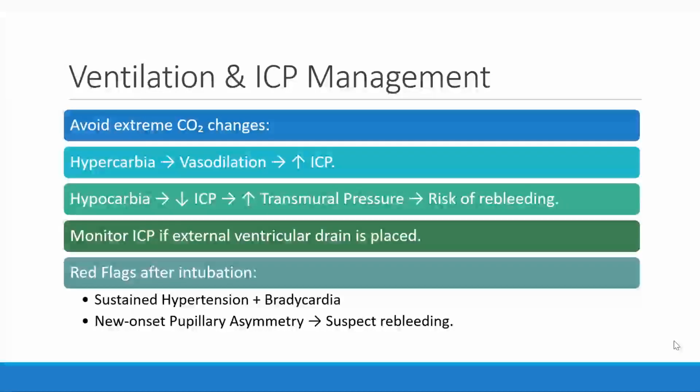In ventilation, we have to avoid extreme CO2 changes, as hypercarbia and hypocarbia can both be harmful for the patient. Hypercarbia causes vasodilation, which can increase the ICP, while hypocarbia decreases the ICP but increases the transmural pressure, which further increases the risk of rebleeding. Monitor ICP if an EVD is in place. Red flags after intubation are sustained hypertension or bradycardia and new onset pupillary asymmetry, which can raise suspicion of rebleeding.